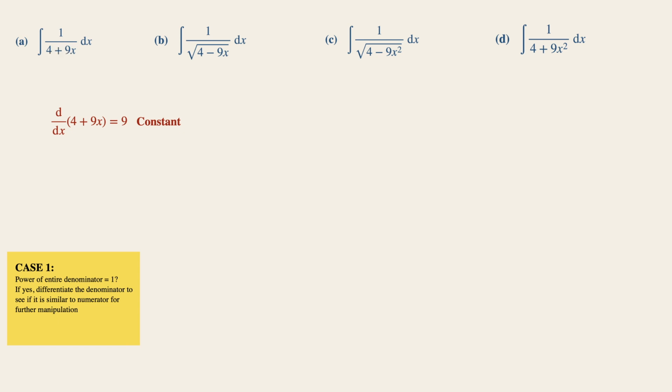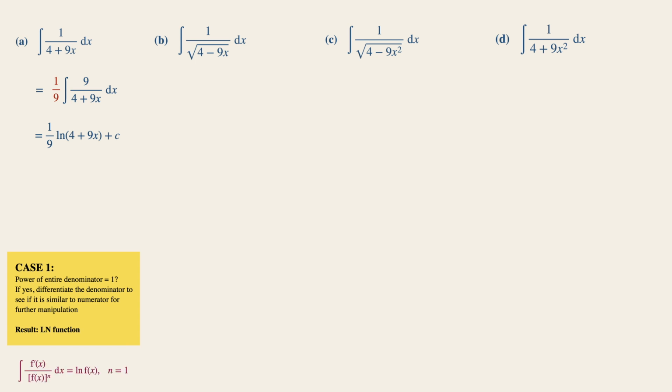Now thus we can manipulate the numerator to give us a 9 by multiplying 9 on top and to multiply 1 over 9 on the outside of the integral to make things equivalent. And this will give us a ln function as the end result. Now an integral will become a ln function if the numerator is a derivative of the function of the denominator, provided the power is 1. Now check out the formula over here to illustrate what I've just mentioned.